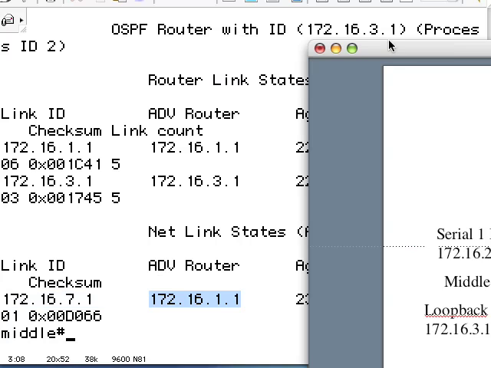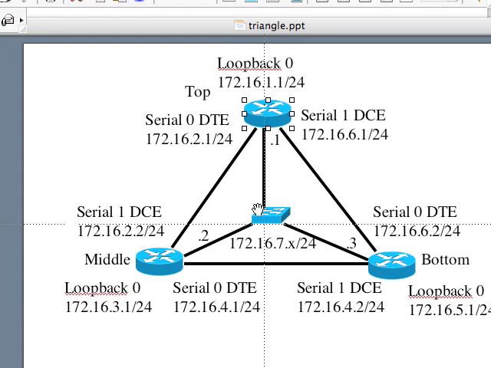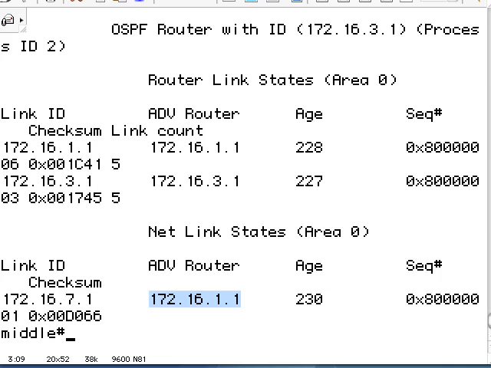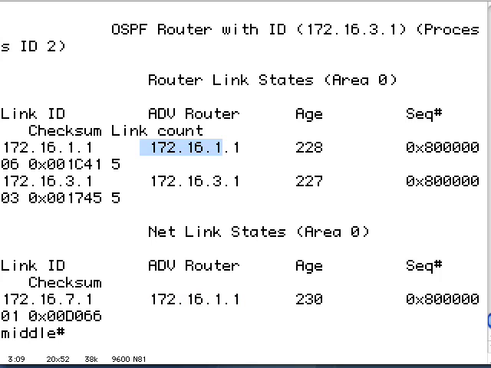So what happened is on the Ethernet network, where the top router is the designated router and the middle router is the backup designated router, the designated router has the job of originating a link state advertisement for that subnet, which is a network type LSA. So we now have 3 LSAs in our environment. 2 for the 2 routers, plus 1 for the shared Ethernet network, which is of a type broadcast.